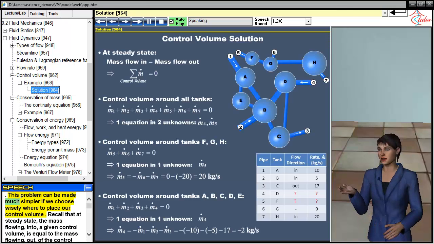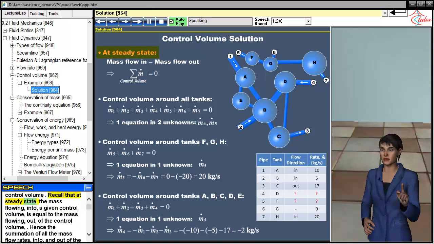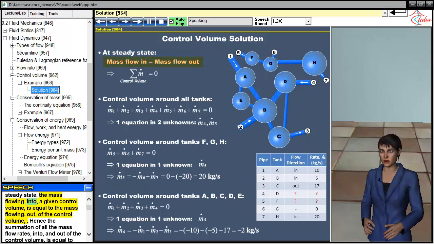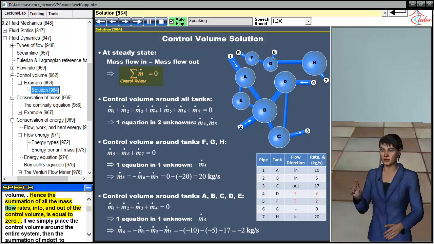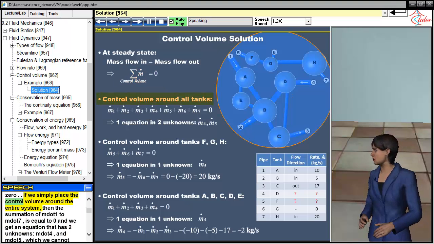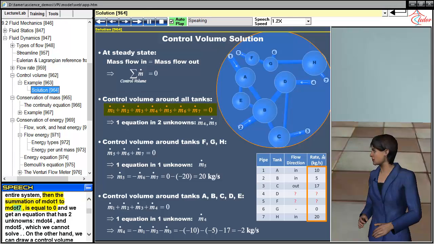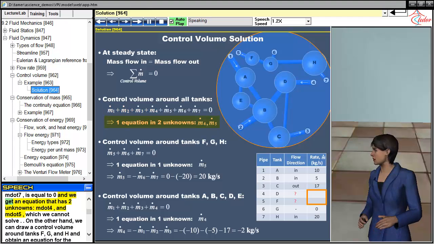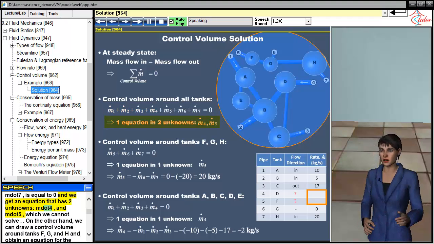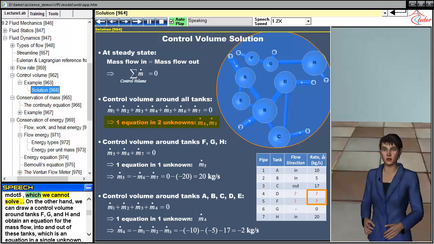This problem can be made much simpler if we choose wisely where to place our control volume. Recall that at steady state, the mass flowing into a given control volume is equal to the mass flowing out of the control volume. Hence, the summation of all the mass flow rates into and out of the control volume is equal to 0. If we simply place the control volume around the entire system, then the summation of m.1 to m.7 is equal to 0. And we get an equation that has two unknowns, m.4 and m.5, which we cannot solve.